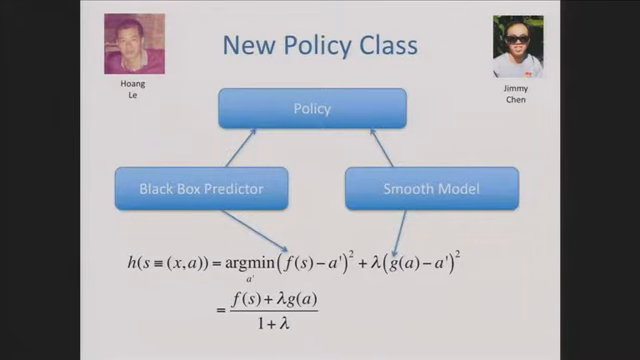And so this is our proposed policy. This is mostly work done by my student, Huang, and a student from UBC, Jimmy. This is a policy that takes as input the prediction of a black box predictor and the prediction of a smooth model, like a Kalman filter or a linear autoregressor, and combines them in the following way. Here, S is the state, which gets decomposed into the external game context and the internal state, which is where the camera was pointing. For simplicity here, I'm just looking at the single previous frame. This extends to multiple frames without loss of generality.